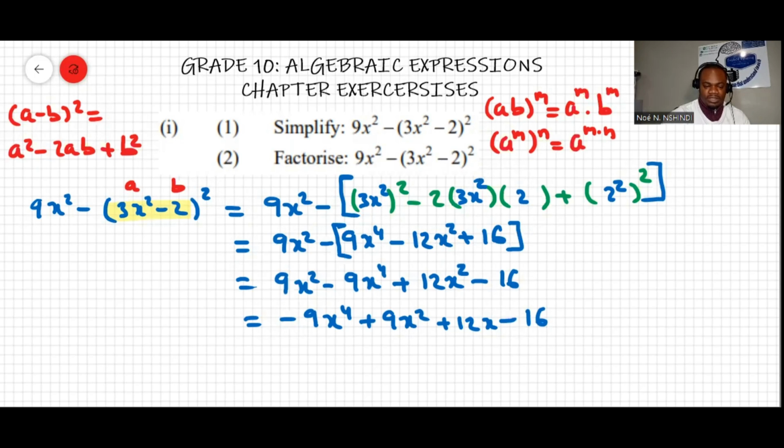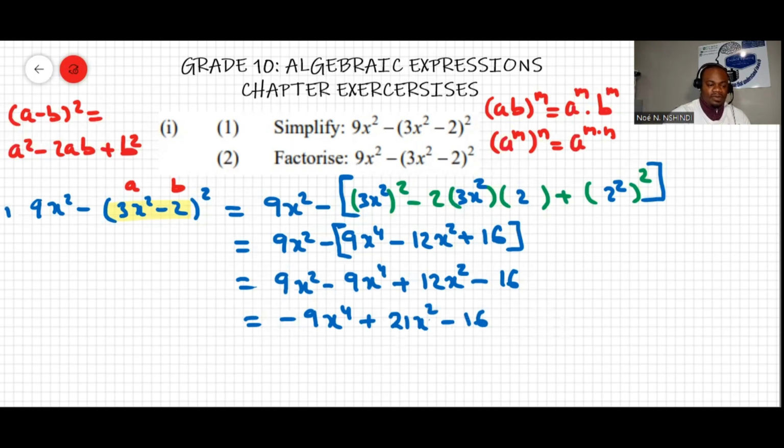Now let's just over here negative 9x squared. No, positive 9x squared plus 12x squared makes positive 21x squared. So that makes 21x squared, and then there's no 12x here, and then minus 16. That's the correct answer.